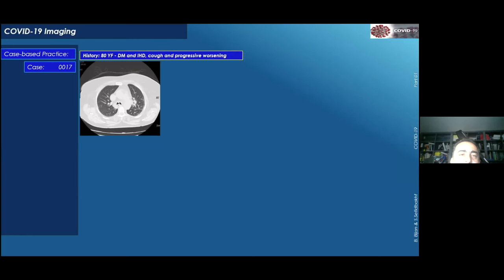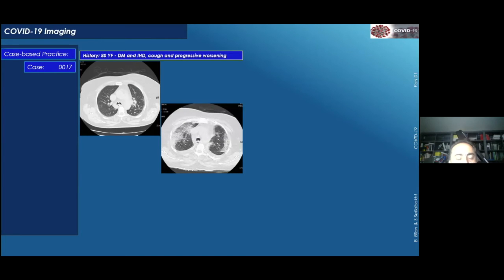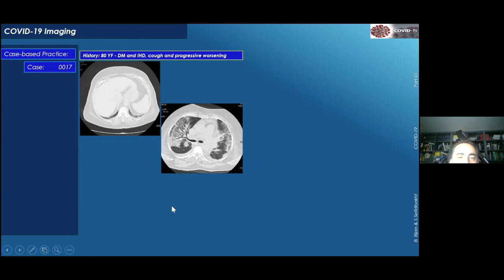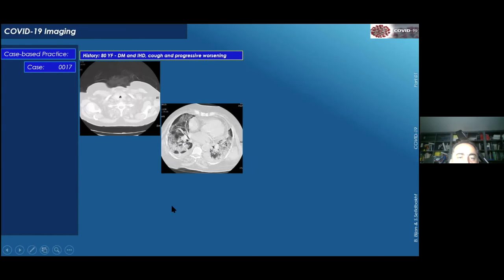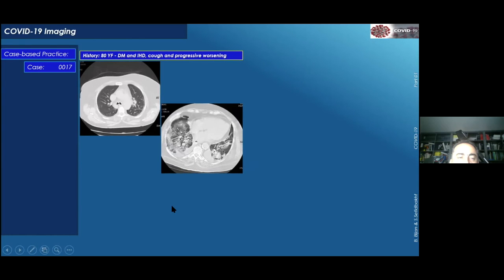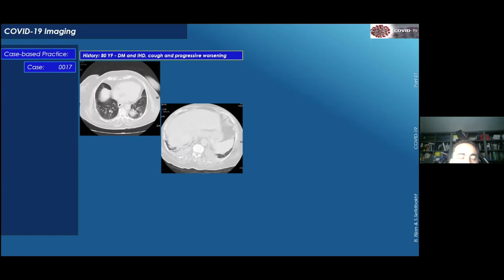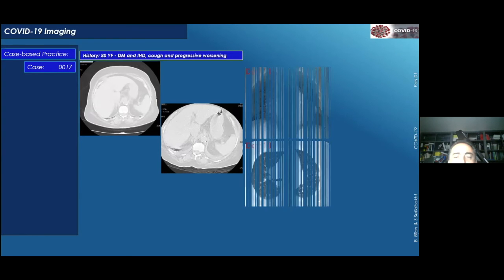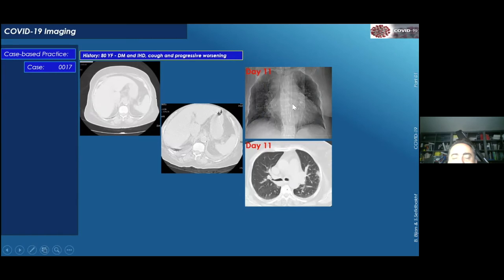This patient got diabetes, intrahepatic ductal dilation, cough, progressive worsening of that, an 80 year old patient. Take a look at this one. Let me just give you the scene of these images. This is day 11 of the disease.